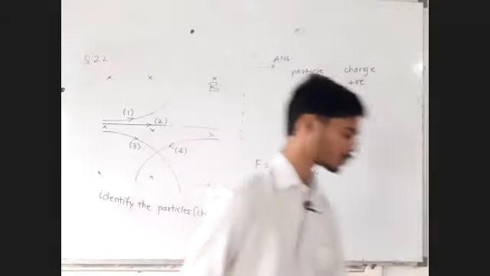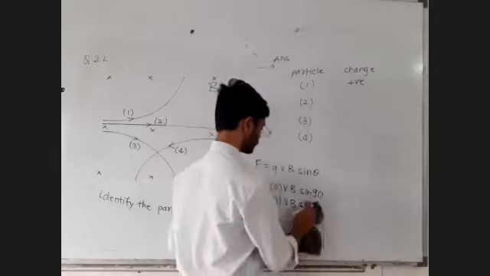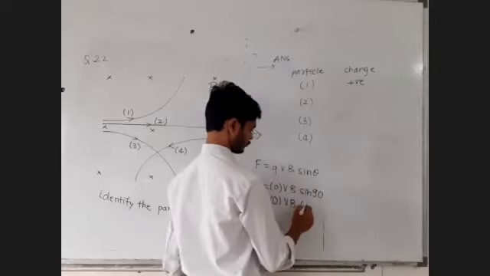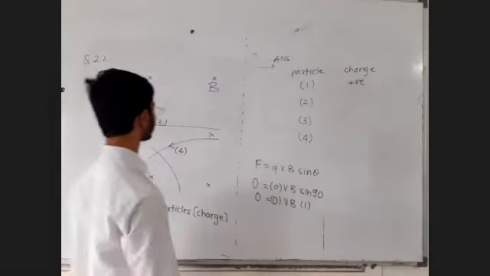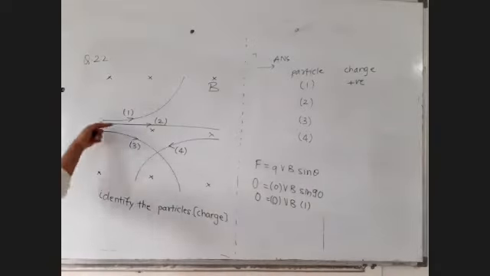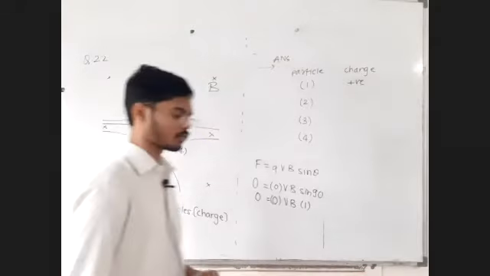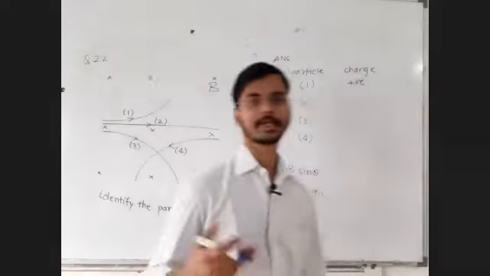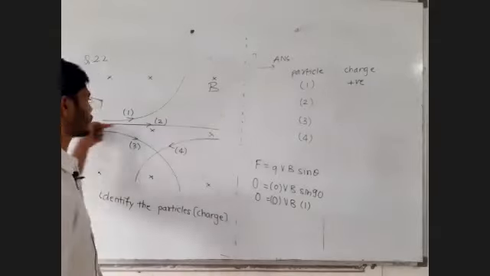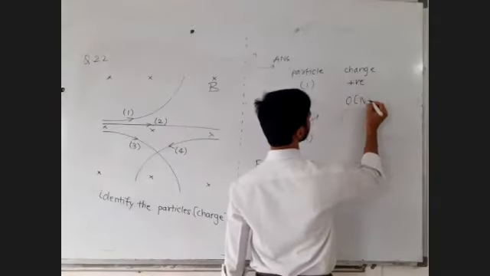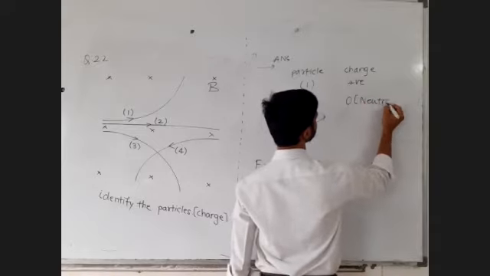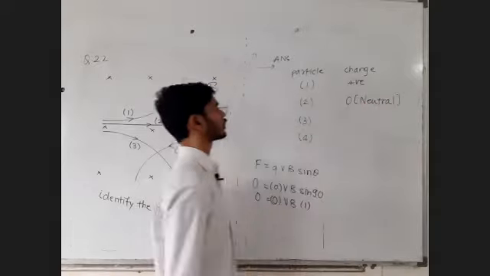Sin 90 is plus 1. So its charge must be zero, only then you can get zero force. And zero force means the direction will not be changed, because magnetic force can change only direction. And the direction is not changed, which means it is a neutral particle. Try to understand.